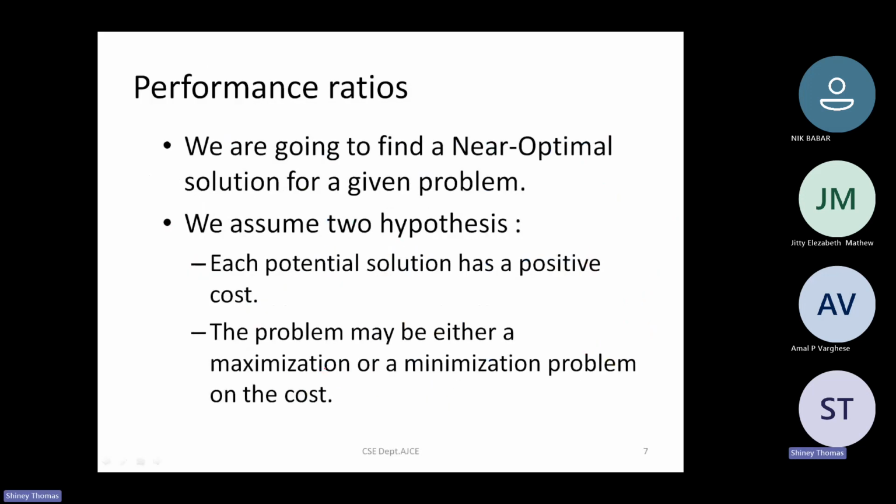So performance ratios: we are going to find a near optimal solution, that is, an approximate solution that is even closer to the optimal solution. We assume two things. Every potential solution has a positive cost. That is one of our assumptions. Another is that the problem has to be an optimization one, that is, it should be a maximization or a minimization problem on the cost. Those are our two assumptions.